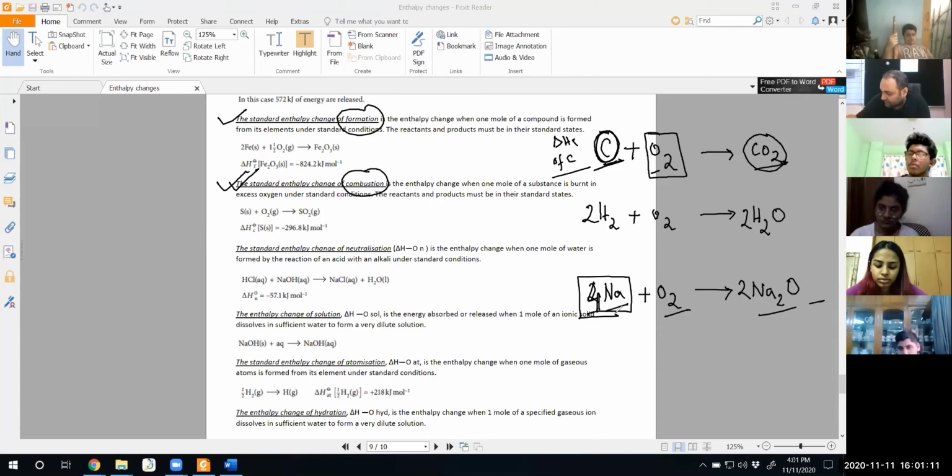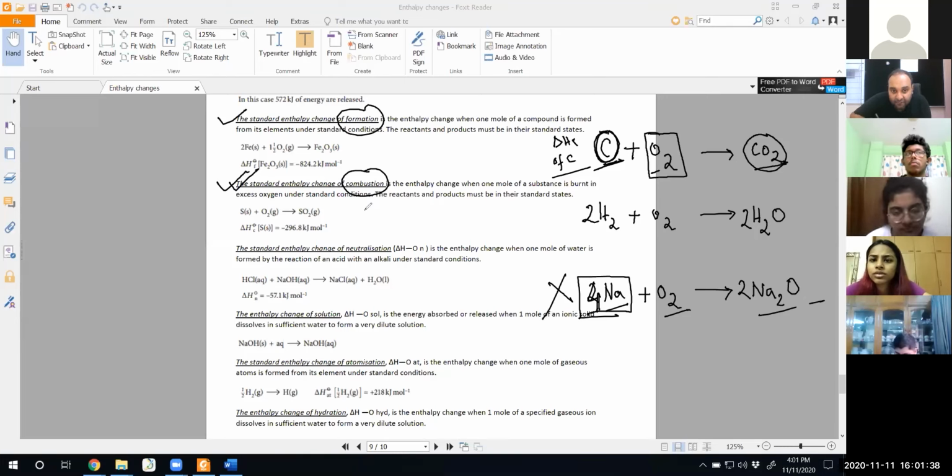Sir, because we have taken 4 moles of sodium. The ratio, sodium and the compound product, their molar ratio is different. This will not be considered as enthalpy change of combustion. Why? Because enthalpy change of combustion is defined as when 1 mole of a substance burns in excess oxygen to give us products under standard condition.